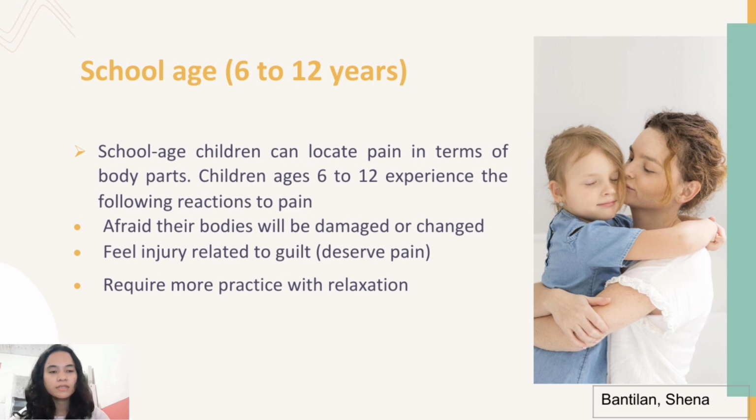School age, 6 to 12 years. School age children are able to locate pain in terms of body parts. Children ages 6 to 12 have the following reactions to pain. First, they are afraid their bodies will be damaged or changed; they feel injury is related to guilt or that they deserve pain; and lastly, they require more practice with relaxation. So those are the signs for developmental reactions to pain from infants, to 2 to 5 years, and 6 to 12 years.